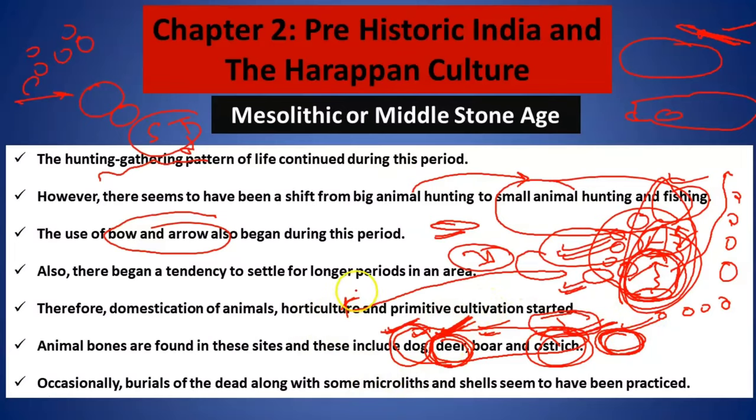So that is why this microlith stone tools became so important in their life, that sometimes during their burials, when they were dead, these microlithic tools and shells of this ostrich and the animal bones have been buried along with them. Maybe they might have felt that, let's say somebody will die, let us give them these facilities so that in their next birth they will get these things by default. So that means they might have thought about rebirth. We don't know, but these are the evidences.